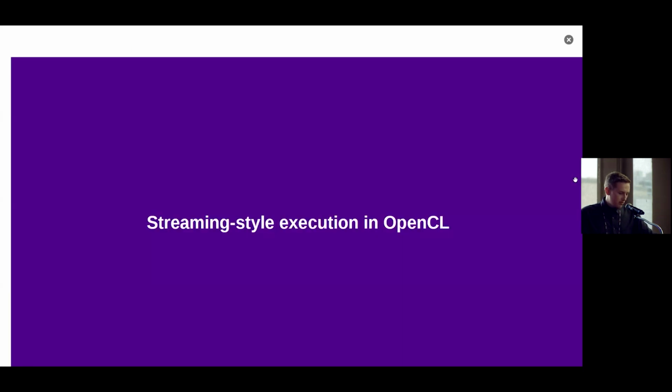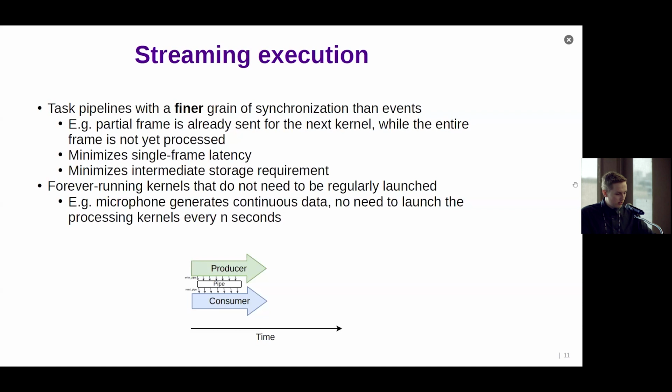But then there's a different program model that could be useful for FPGAs, and I call it here a streaming style execution. It's a finer grain synchronization level than the events. You would be able to pass the data partially. You don't have to have the entire image frame ready, but instead you can have your computation going on at the subframe granularity. And this of course minimizes latency, as was alluded to, for example, in the ARM presentation earlier, that in image processing pipelines, the total latency can be critical.